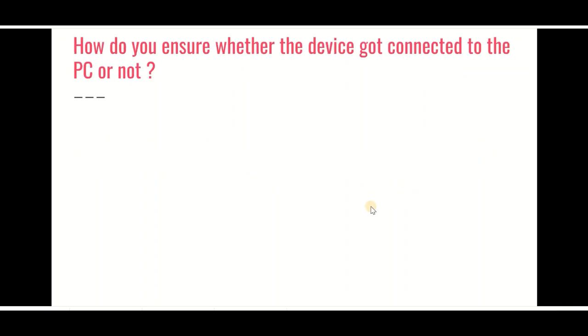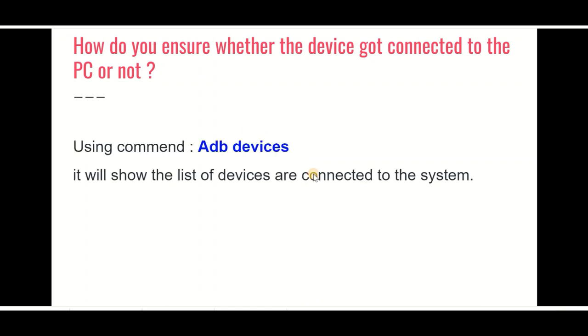The next question. How do you ensure whether the device got connected to your PC or not? Very simple. You can use a command called adb devices, and it will show the list of the devices that are connected to the system.